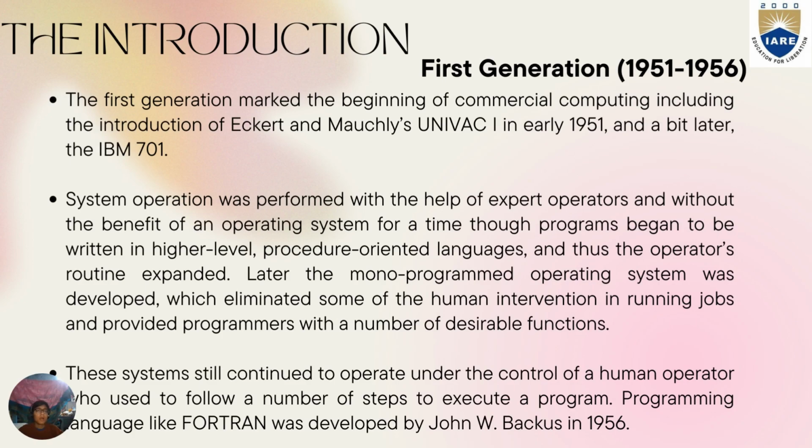The first generation marked the beginning of commercial computing, including the introduction of Eckert and Mauchly's UNIVAC I in early 1951, and a bit later, the IBM 701. System operations were performed with the help of expert operators and without the benefit of an operating system for a time, although programs began to be written in higher-level procedure-oriented languages, and thus the operator's routine expanded. Later, the monoprogram operating system was developed, which eliminated some of the human interventions in running jobs, providing programmers with a number of desirable functions.